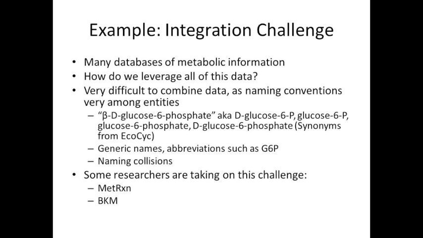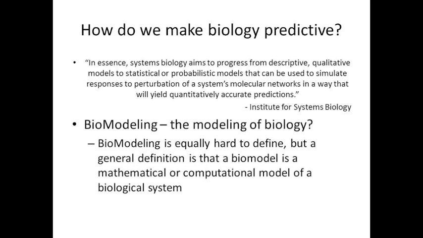So, how do we make biology predictive? Another quote from the ISB is that, in essence, systems biology aims to progress from descriptive, qualitative models to statistical or probabilistic models that can be used to simulate responses to perturbations of a system's molecular network in a way that will yield quantitatively accurate predictions. So what they're really saying is we need to be able to put biology into a mathematical model if we ever want to be able to predict.